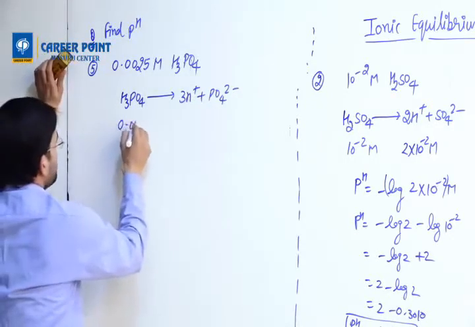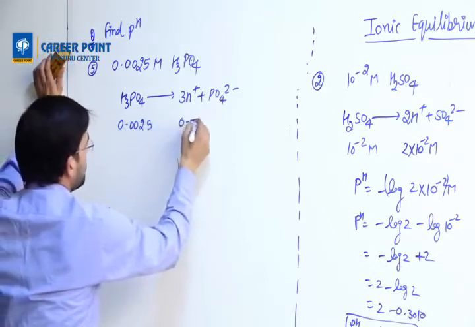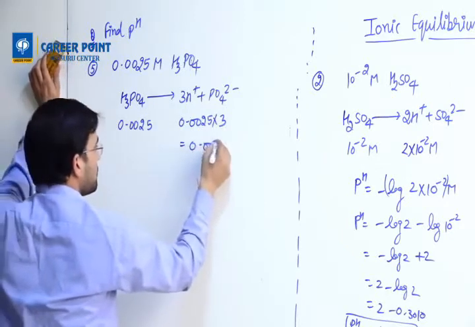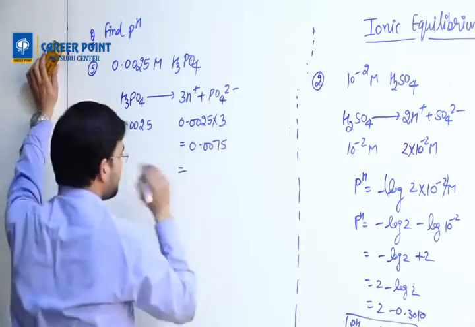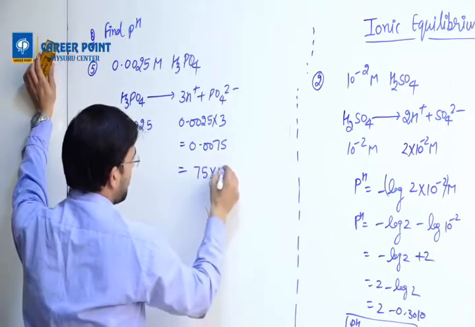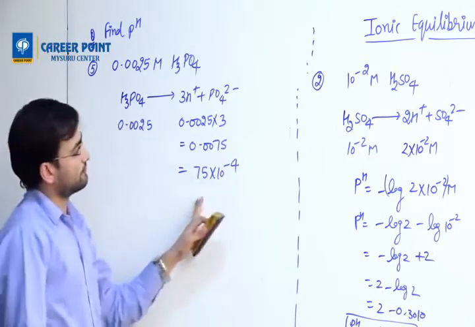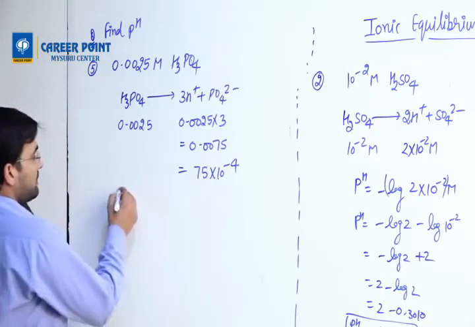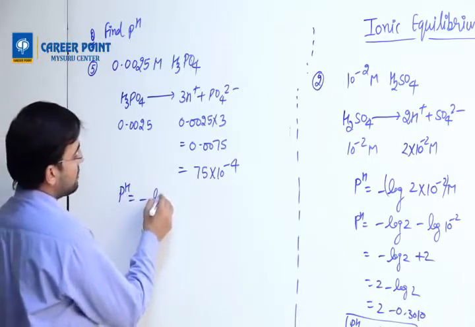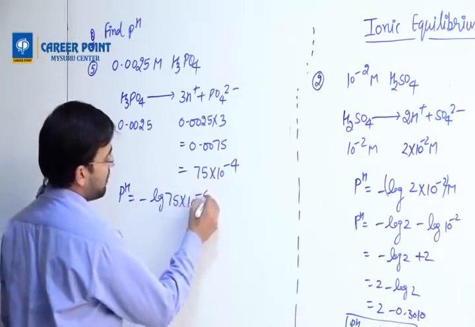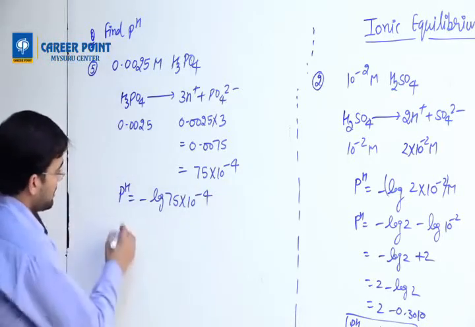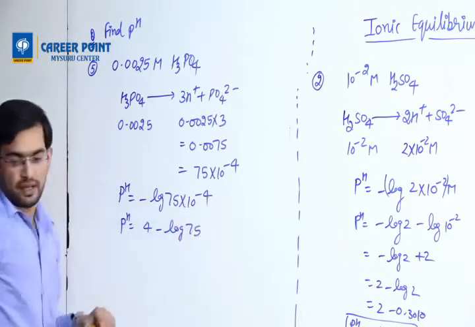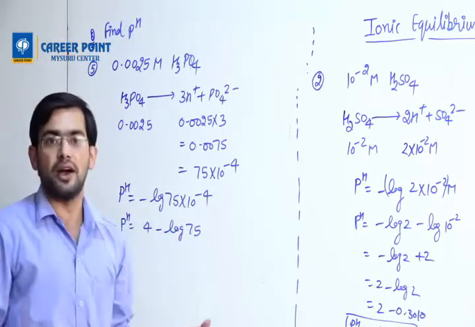So 0.0025 times 3, which converts into 0.0075. This could be written as 75 into 10 power minus 4. This is an easy step. Now log 75, how do we solve this? So pH equals minus log of 75 into 10 power minus 4, which could be written as 4 minus log 75. Now the point here is, how do I calculate log 75? Easy method.